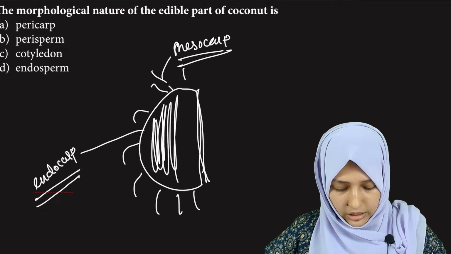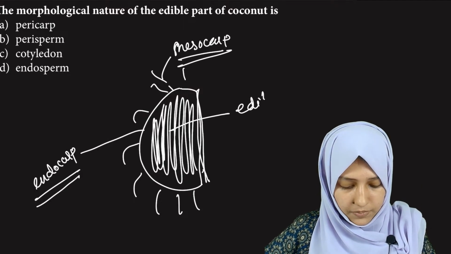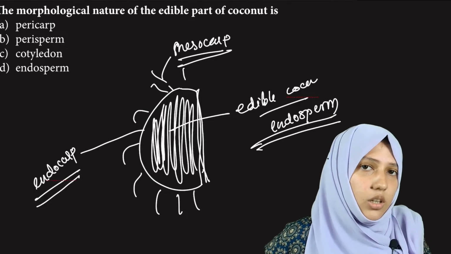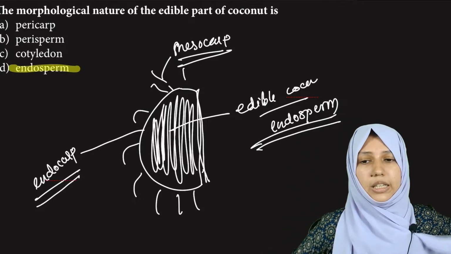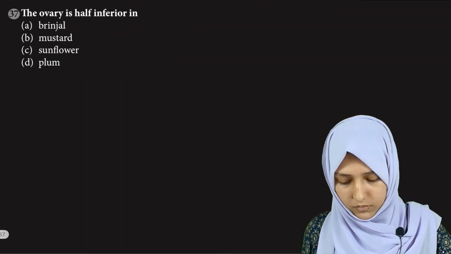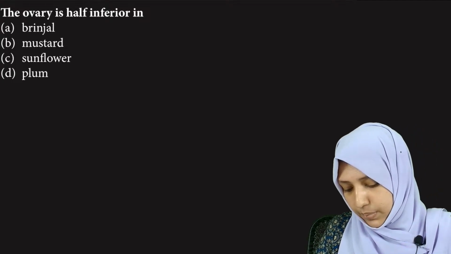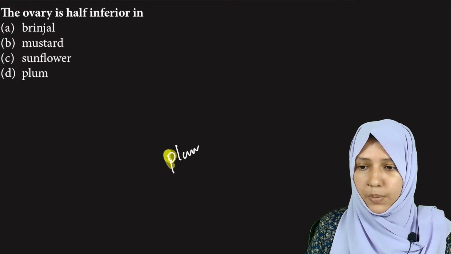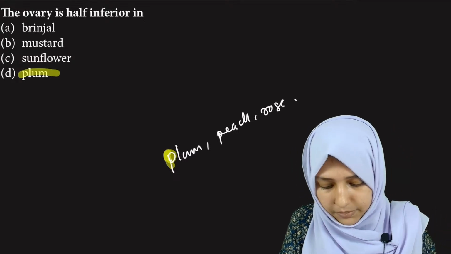The white part of the coconut that we eat, the edible coconut, is endosperm. It is endosperm, which is formed as a result of double fertilization. Clear? Now the next question is, the ovary is half inferior in plum, peach, rose. You just remember the half inferior ovary is present in plum, peach and rose. So the correct answer is option D.